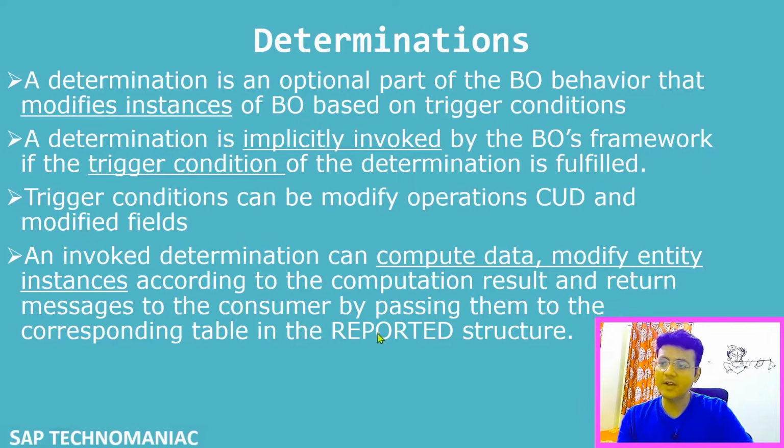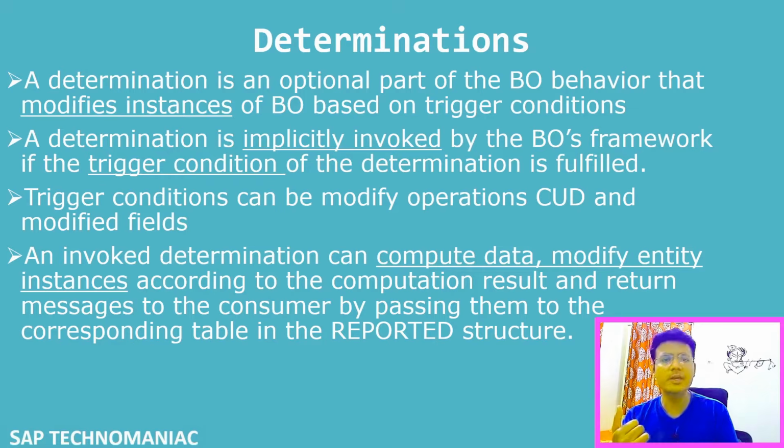So in a determination, you can compute, suppose, based on some operation. During the update and create operation, this field will change, and based on this field you have to modify some other field. As soon as the trigger condition is met, you can calculate those fields, or without calculation you can pass some constant value and modify the other fields as well. We will see that in real time also.